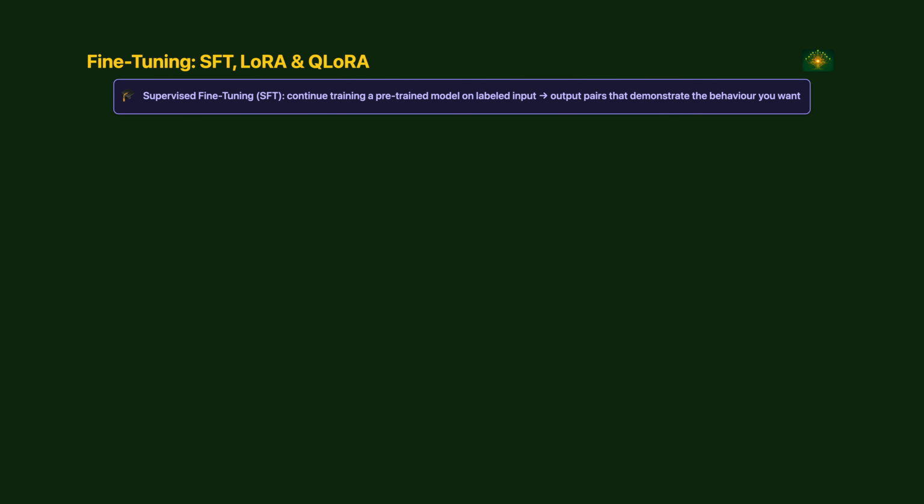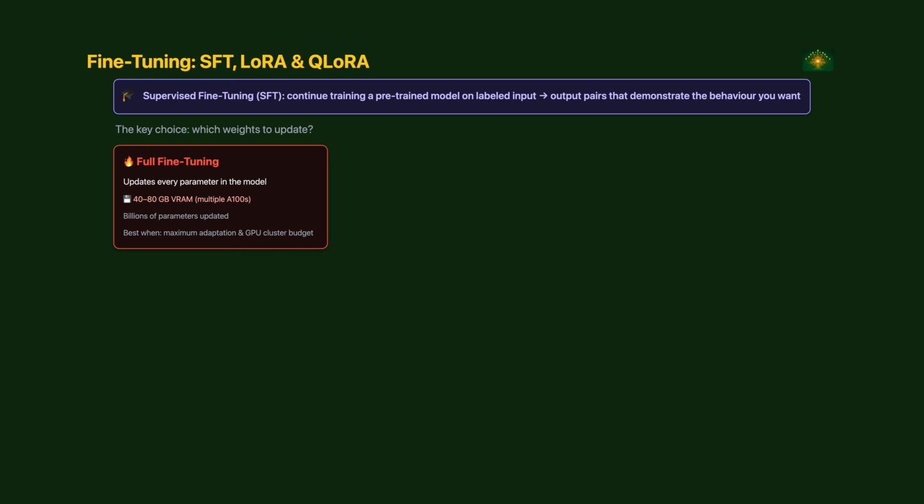So, how does fine tuning actually work? You take a pre trained model and continue training it on labeled examples, input output pairs that demonstrate the behavior you want. That's supervised fine tuning, SFT. The key question is which weights to update. Full fine tuning updates every parameter, billions of weights. Powerful but needs multiple A100s and serious budget.